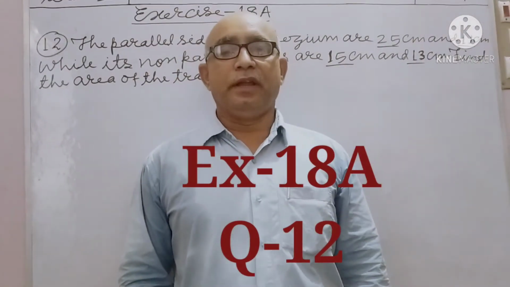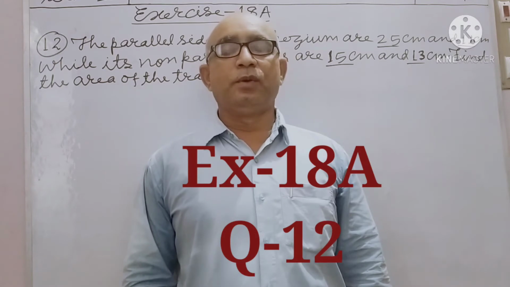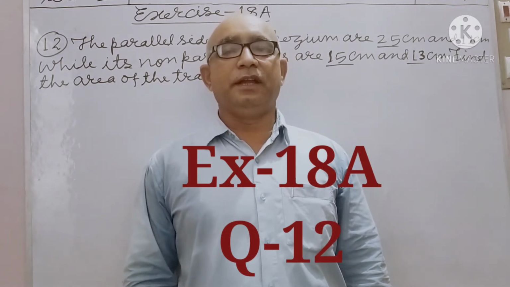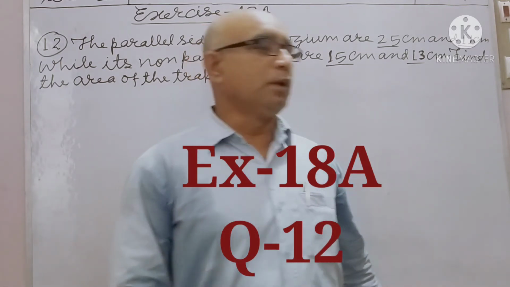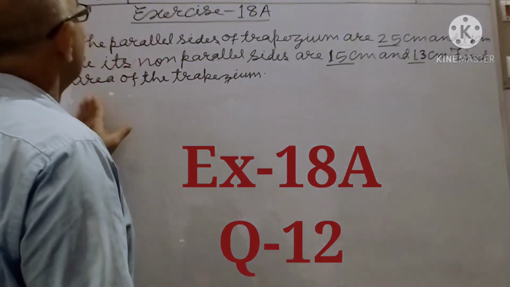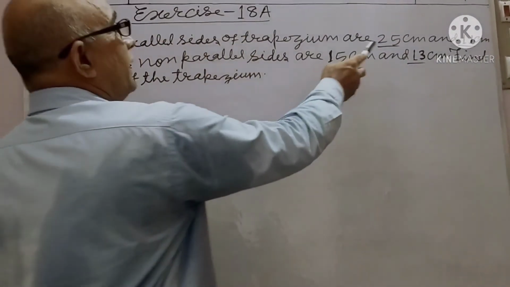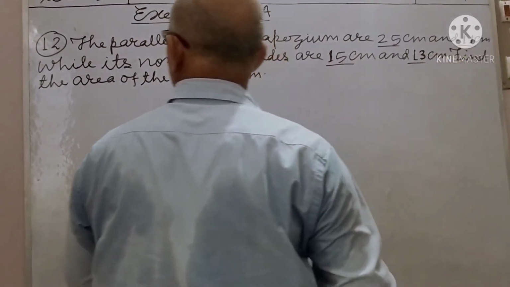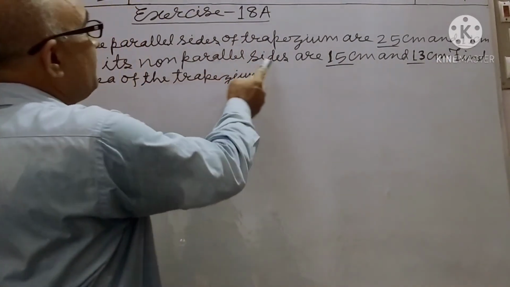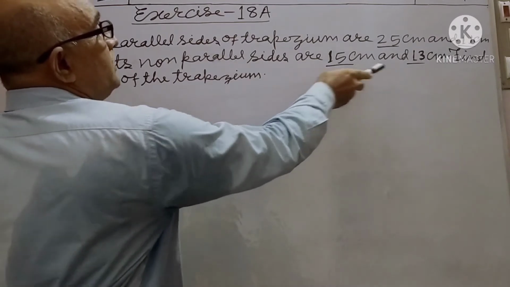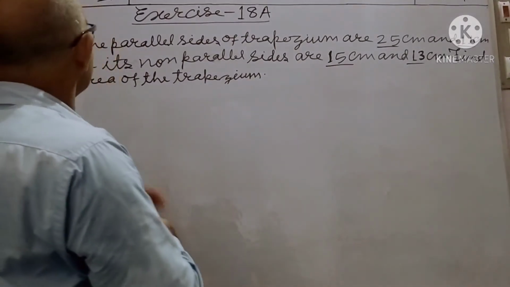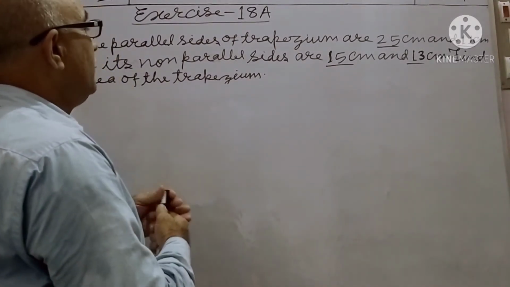Students, next question is question number 12 of exercise 18A. Today it is the last question also. In this question, the parallel sides of a trapezium are 25 cm and 11 cm, while its non-parallel sides are 15 cm and 13 cm. So find the area of the trapezium.